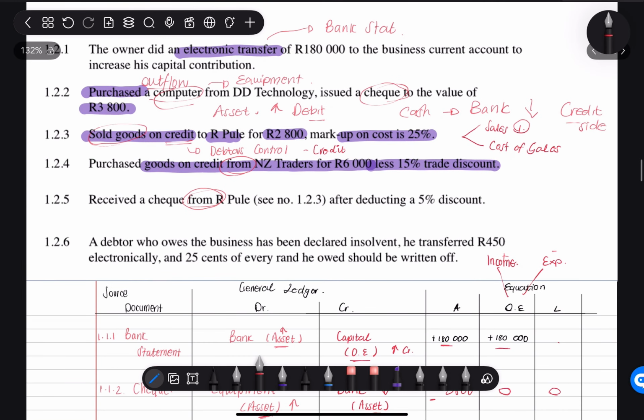Okay, so we've got our original invoice from NZ Traders of 6,000. But we didn't pay the full 6,000. We paid 6,000 less 15%. So we've got 6,000 multiplied by 100 minus 15 percent. If you put that in your calculator, you should get an answer of 5,100.